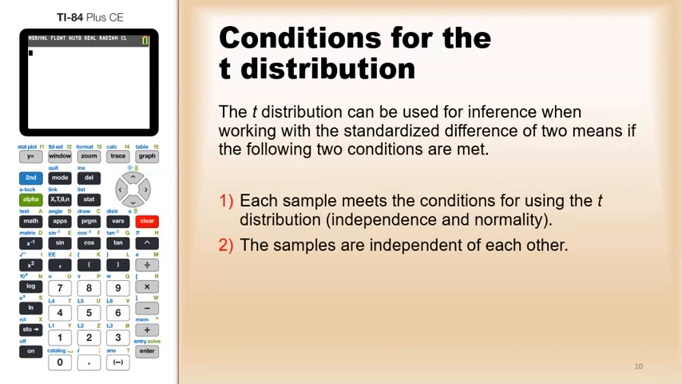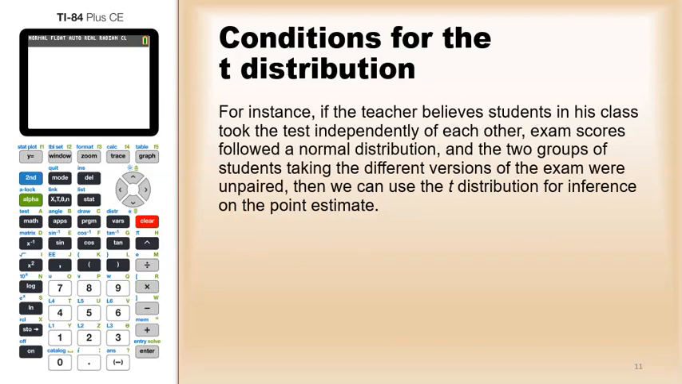Okay, as for the conditions, the t-distribution can be used for inference when working with the standardized difference of two means if two conditions are met. First, each sample meets the conditions for using the t-distribution. That is, independence and normality. But we also have to have a condition that the two samples are independent of each other. That is, they're unpaired. So for instance, if the teacher believes students in his class took the test independently of each other, exam scores followed a normal distribution, and the two groups of students taking the different versions were unpaired, then we can use the t-distribution for inference on the point estimate.